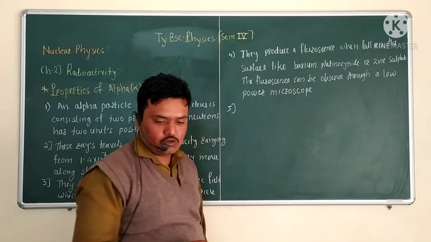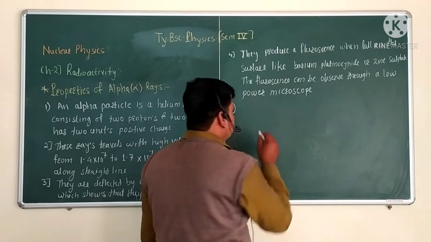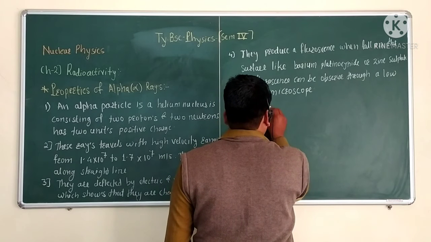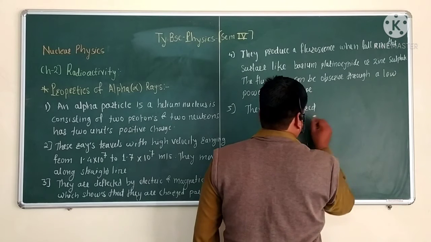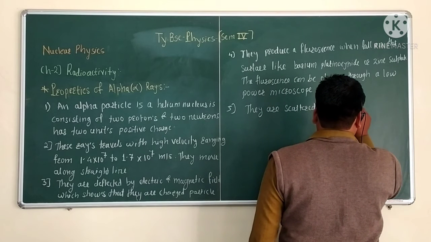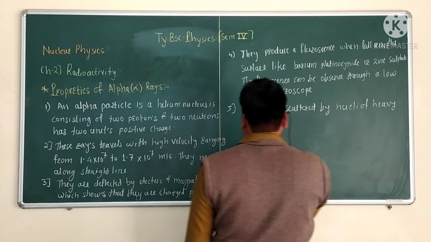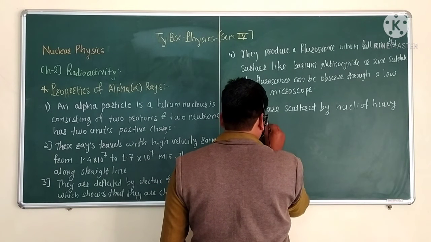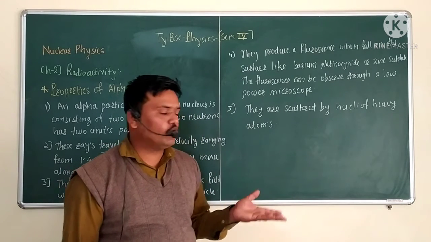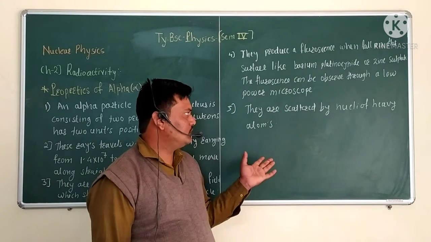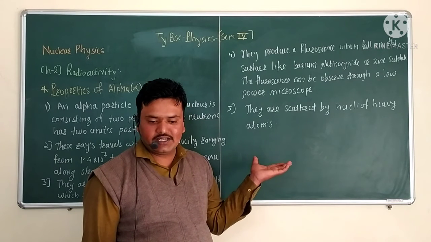Now the next property is that they are scattered by nuclei of heavy atoms. If the charge on the nucleus is more, then the alpha particle incident on this heavy nucleus is scattered.